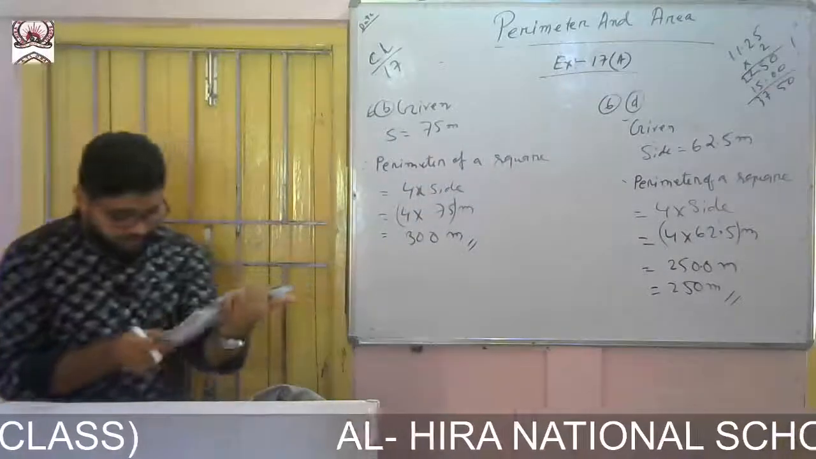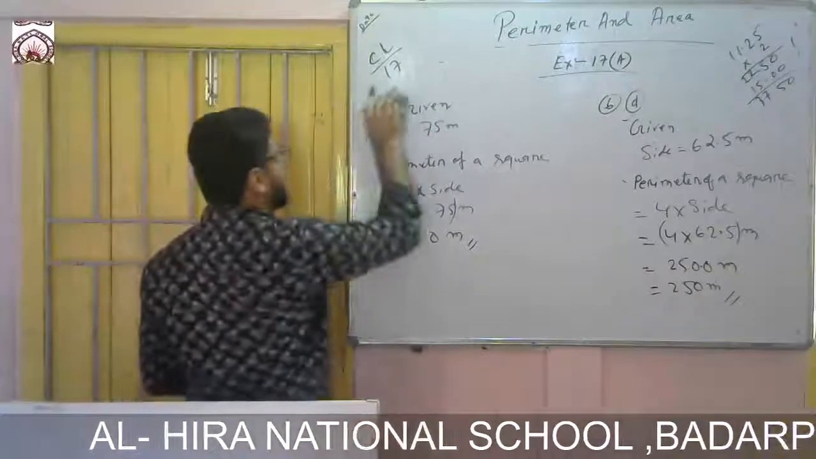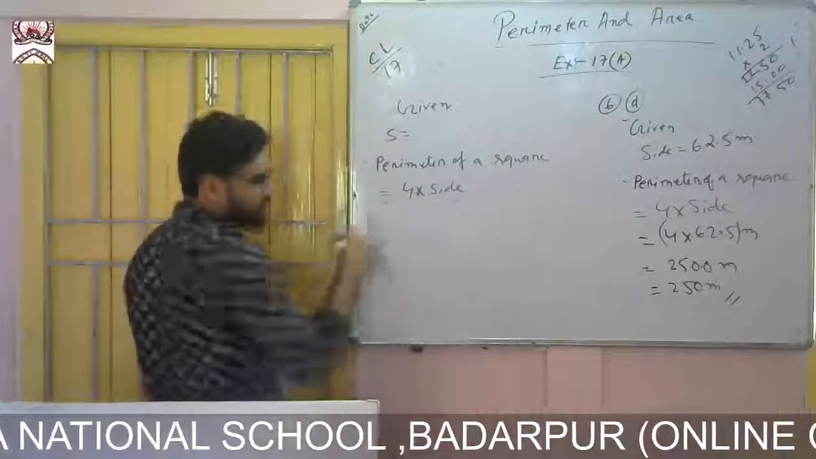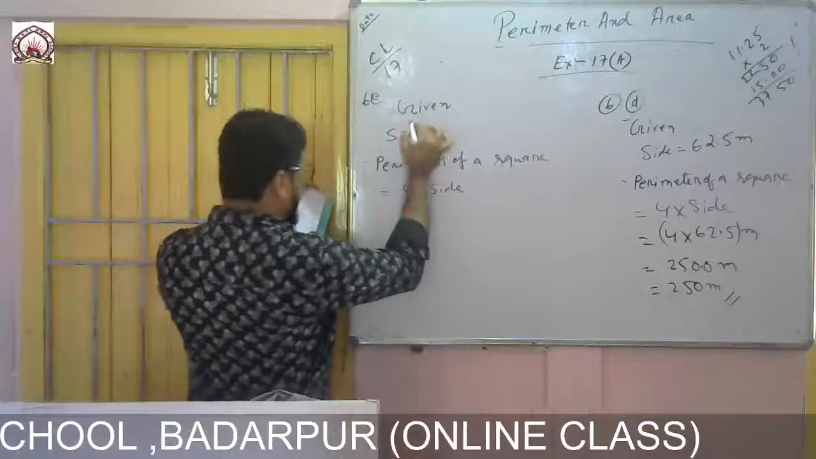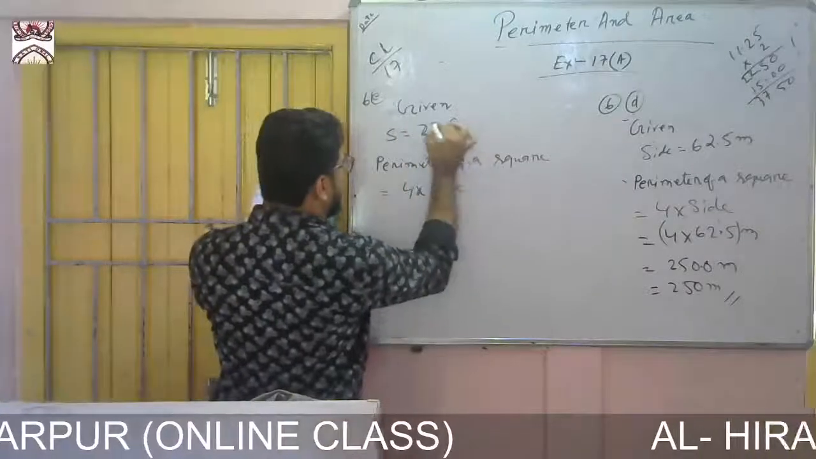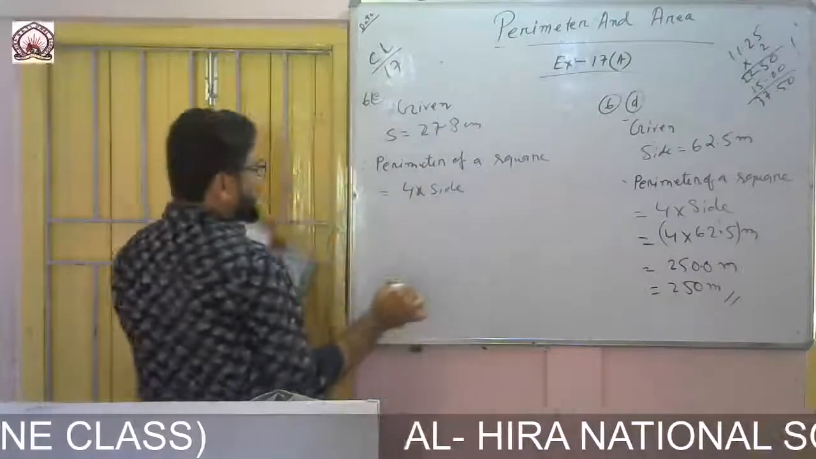Okay. Now come to the last question, that is E. 6E. What is there? 27.8 centimeter.